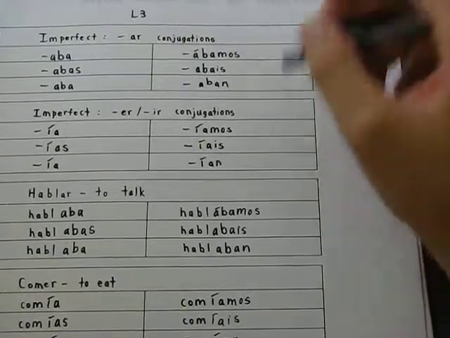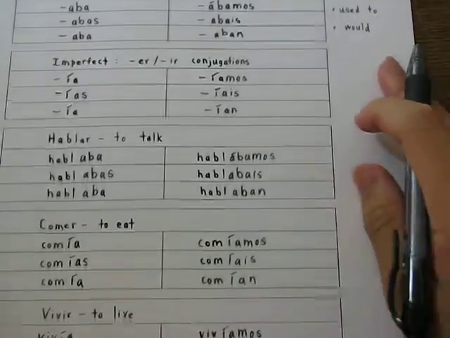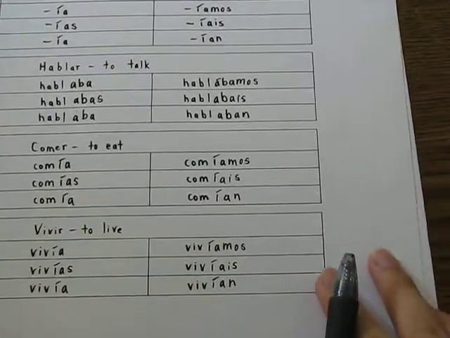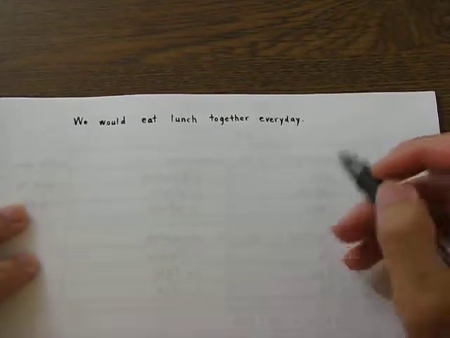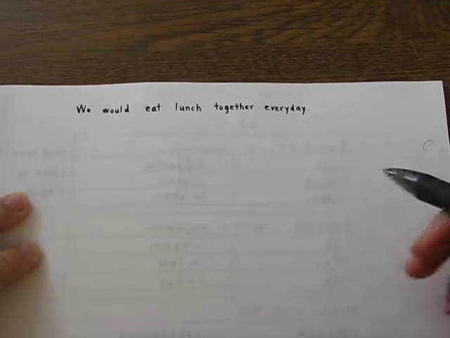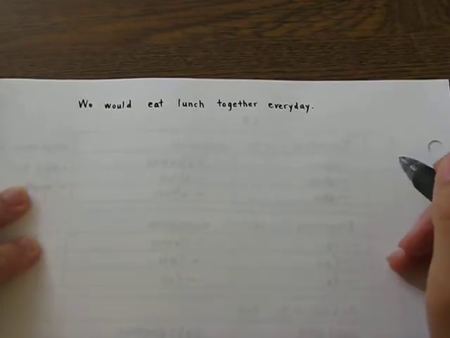And just a note before we move on to some examples, it would be extremely wise to memorize these conjugations before your next test, because you're going to get tested on them and they're going to be worth a large portion of your grade. So next we're going to do an example here, and that is we're going to translate "we would lunch together every day" into Spanish.